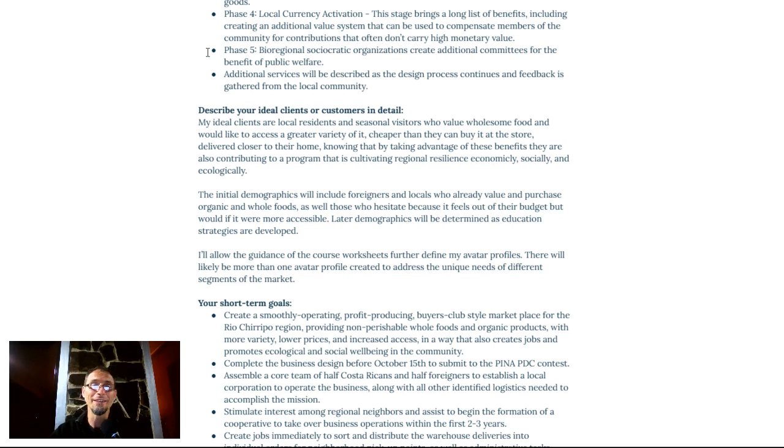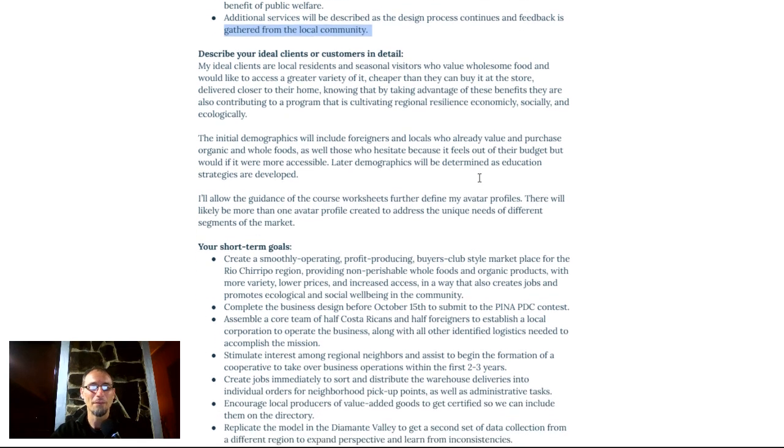Phase 5 then is, we might as well just build a bioregional sociocratic organization that creates additional committees for benefiting the public welfare. That's my vision and its phases. And I don't really have a timeline yet, but that's what building this design is all about. Then I just make a note here: additional services will be described as the design process continues and feedback is gathered from the local community. I'm not presuming to know what the community wants through this venture yet.